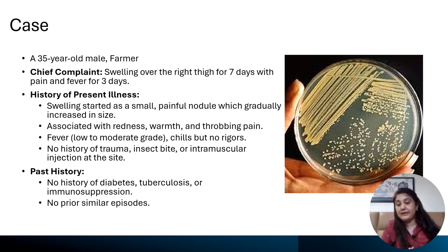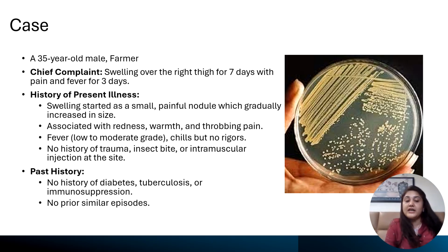A nutrient agar plate was also given with this history, showing this type of colony morphology. Now, when you get this type of history and plate, how will you proceed? As we discussed, first we have to understand the system. This is the system of skin and subcutaneous tissue. Yes, the system we have fixed.